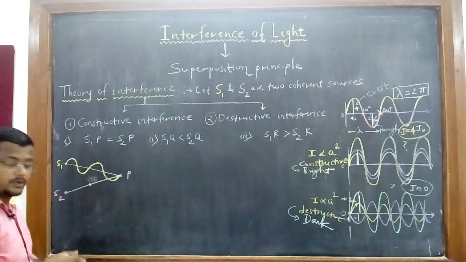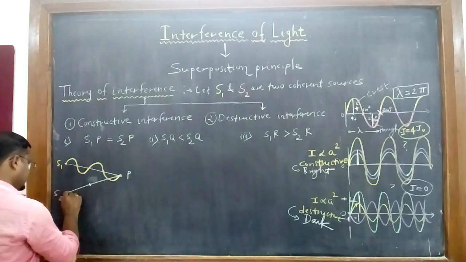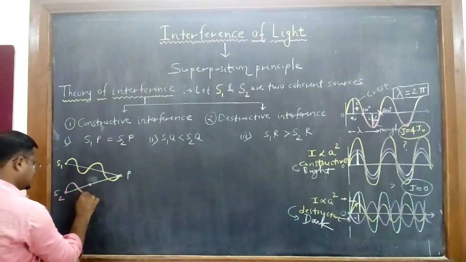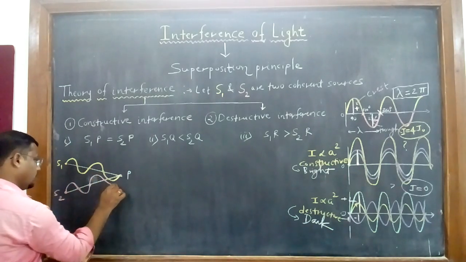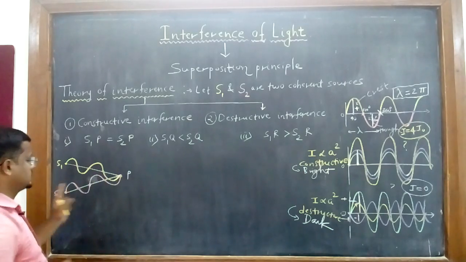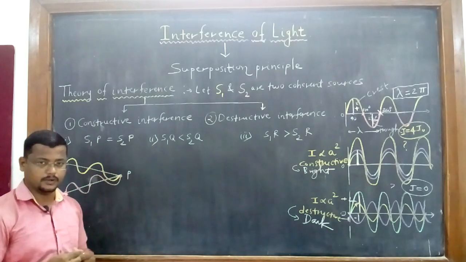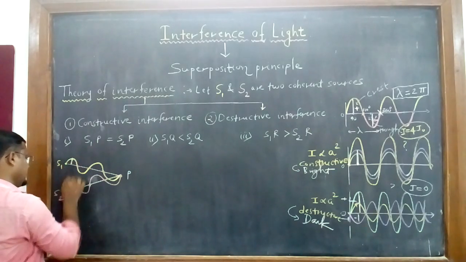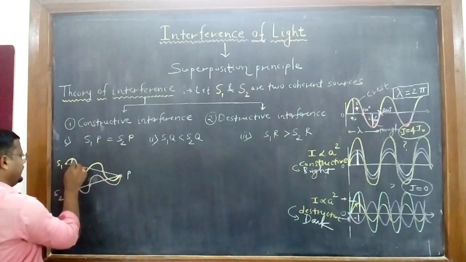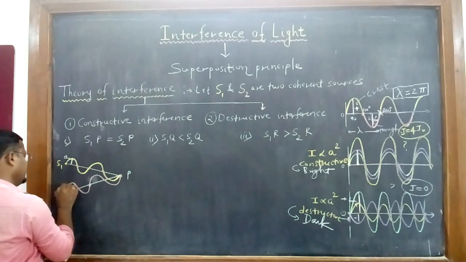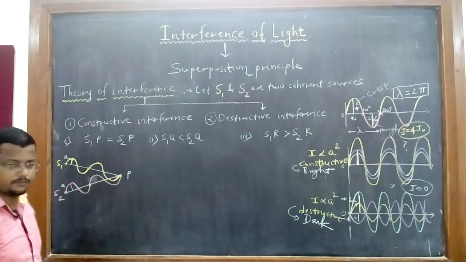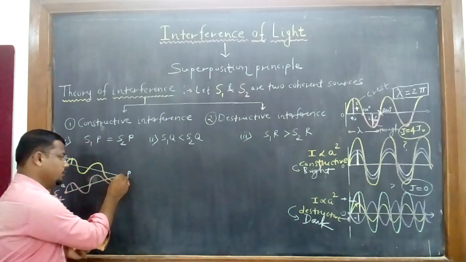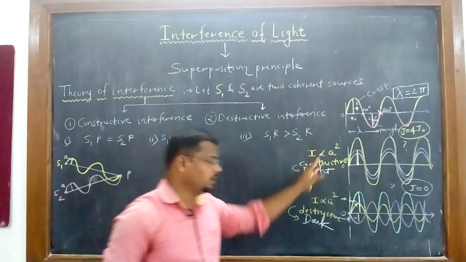Okay, now the wave coming out from S2 will reach the point P like this. Now my question is, here will you have constructive interference or destructive interference? For your information, both these waves have the same amplitude, a and a. Small a is the amplitude of the two waves, first wave or second wave. Now at point P, will you have constructive or destructive interference?